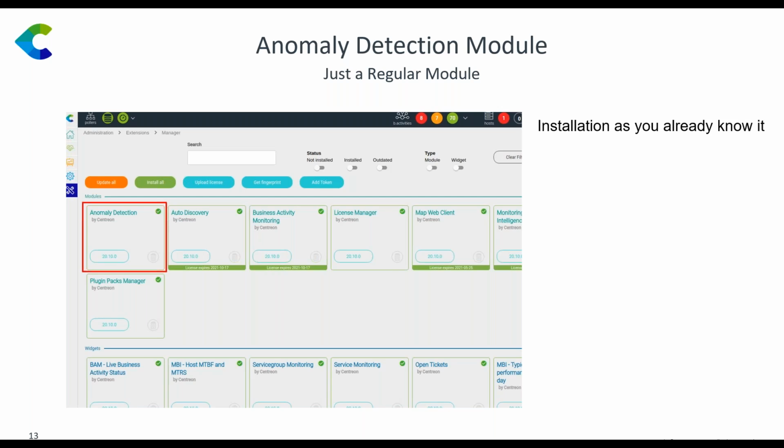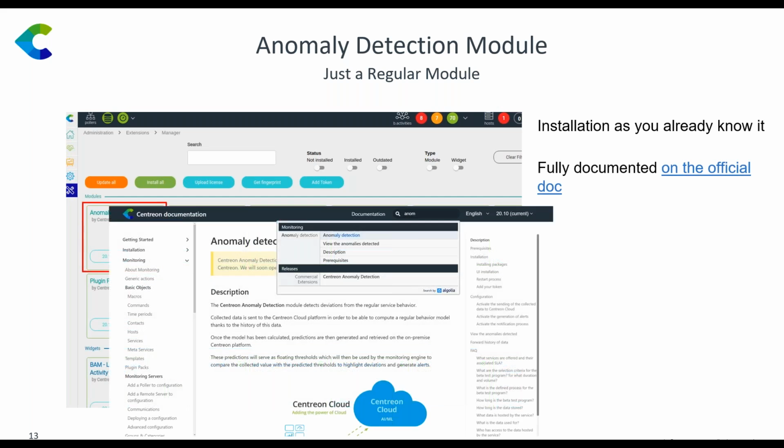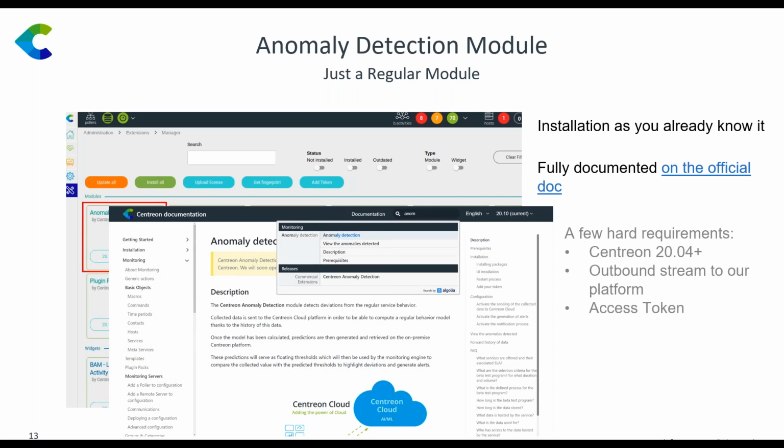The packaging takes the form of something you already know as Centreon users, which is a module that you install just like any regular module you have maybe done several times. And obviously, it's fully documented and it's available on the website. But this comes with a few requirements, obviously. For instance, you need version 20.4 or above.